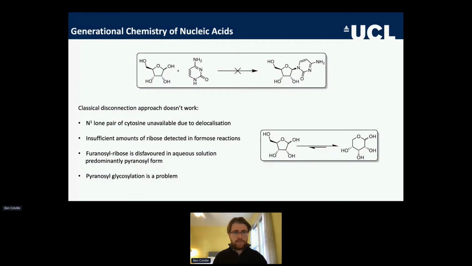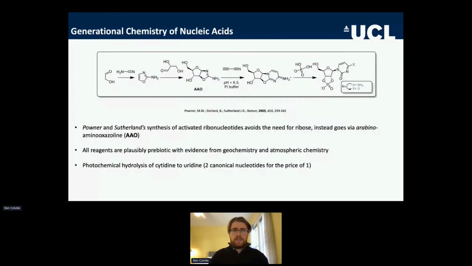And as we've heard this afternoon already, these kind of dry down reactions, taking the sugar and the base and drying them down to make nucleosides, just doesn't work for a number of reasons explained here. One of the other problems is that we don't get much ribose in these kind of formose systems, and this ribose actually prefers to sit in its pyranose form. And then you have the problem of pyranosyl glycosylation. If you do have these reactions working, you get a mixture of these sugars as well.